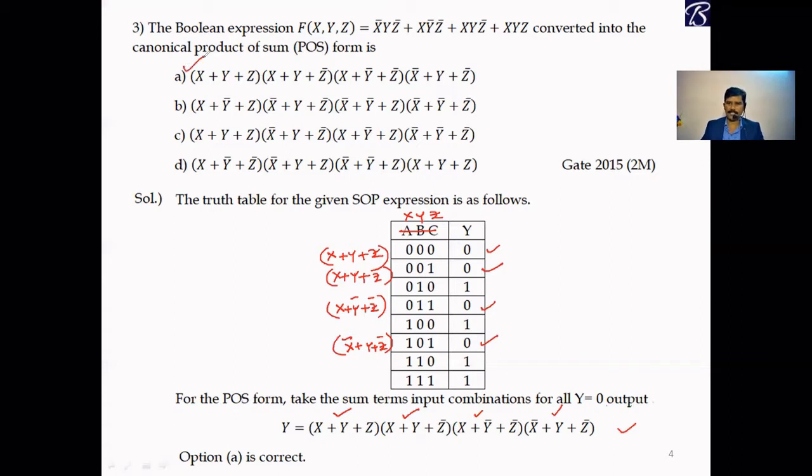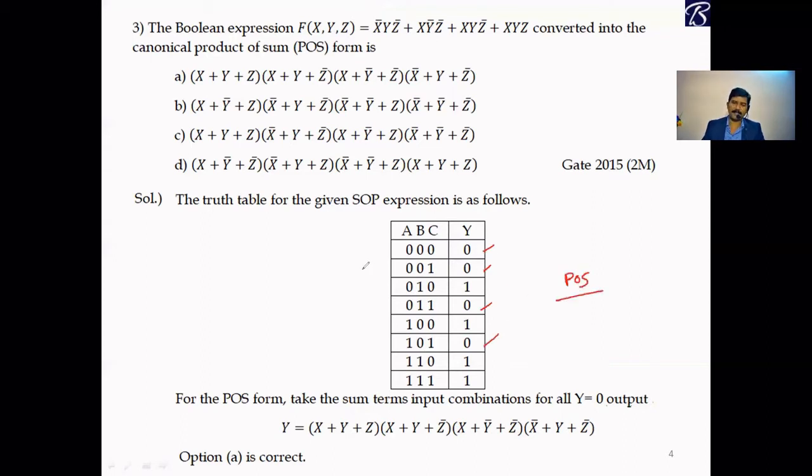So what is the conclusion here? He has given in SOP form. Now write the truth table considering ones. So you have to mention 1 1 1 1, and the remaining you put 0 0 0 0. Now the POS form, how you can write? Consider zeros and write the max term, that's all. In this way we can convert a given SOP form into POS form.